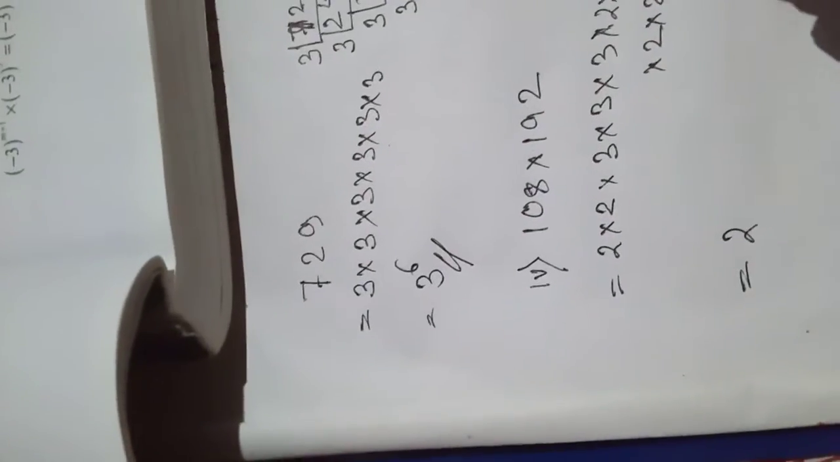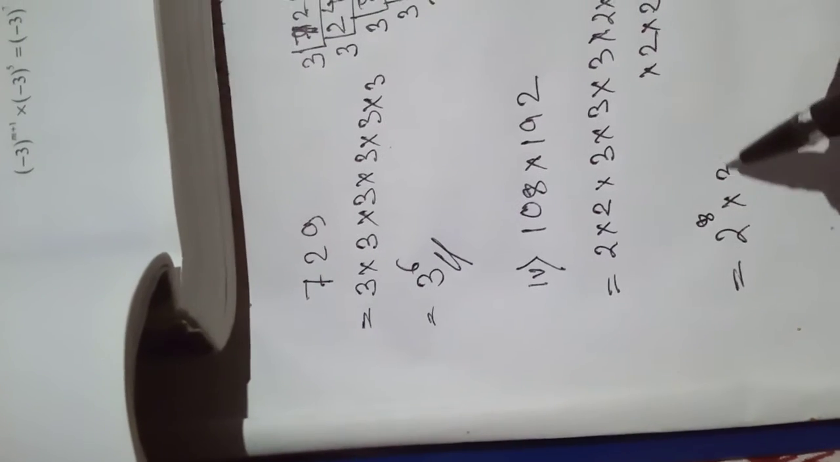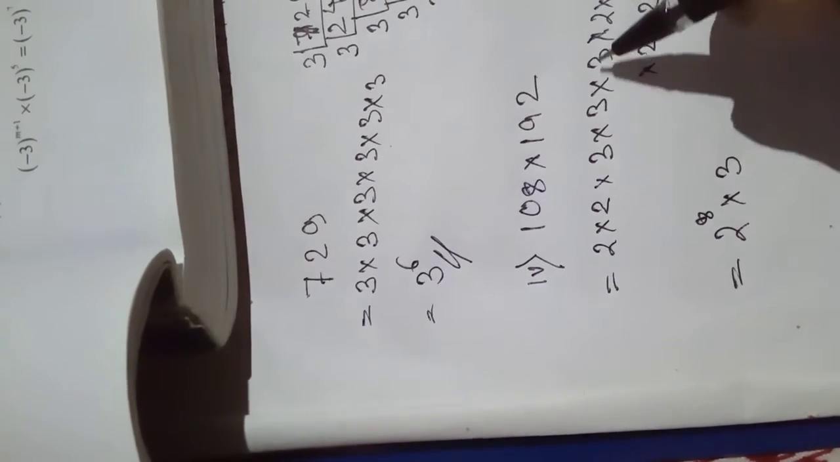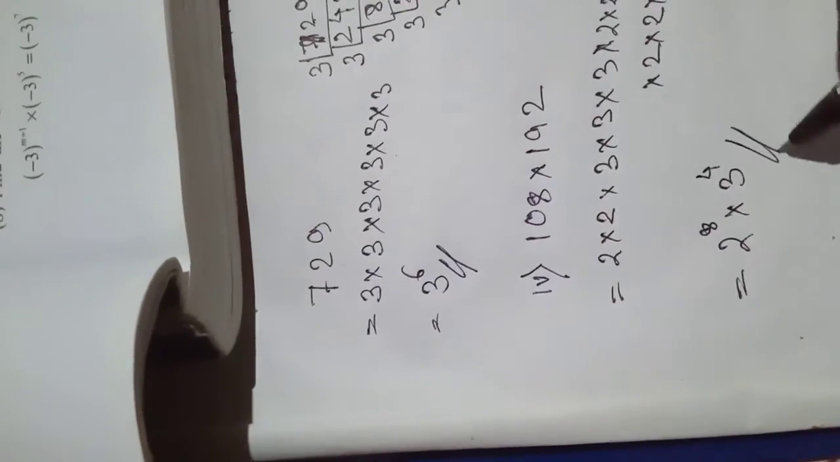Then this one can be written as 2. How many 2s are there? 1 2 3 4 5 6 7 8. 2 to the power 8 into 3 to the power, how many 3s are there? 1 2 3 4. 3 to the power 4. This is your answer. Like this way you have to do question number 2. Question number 2 is homework for you.